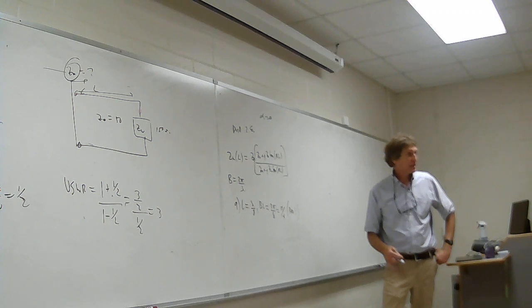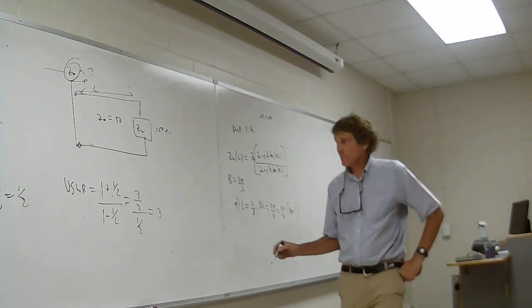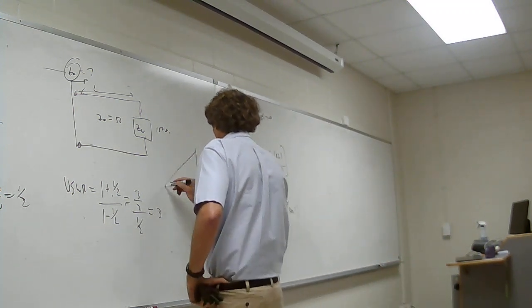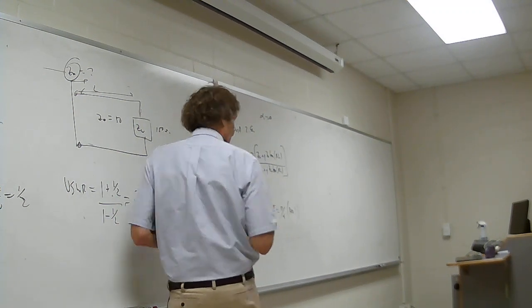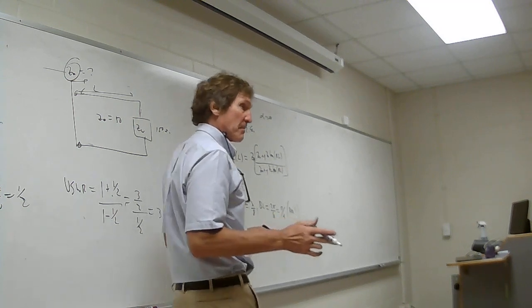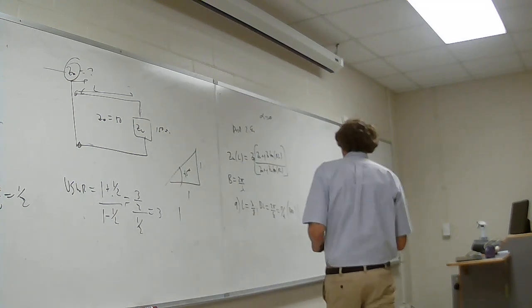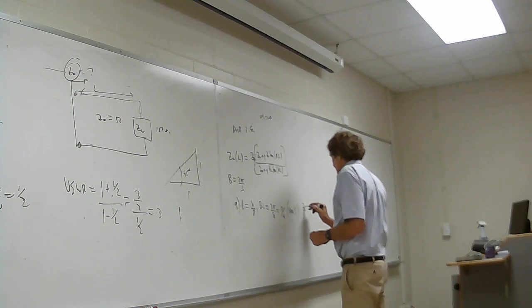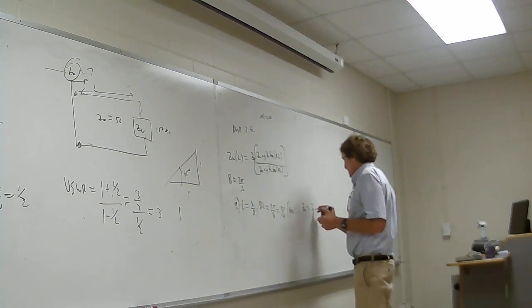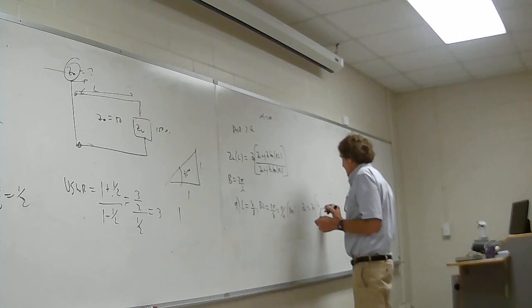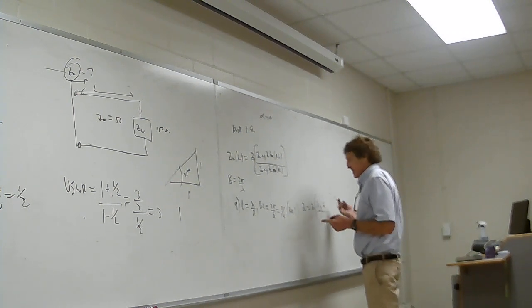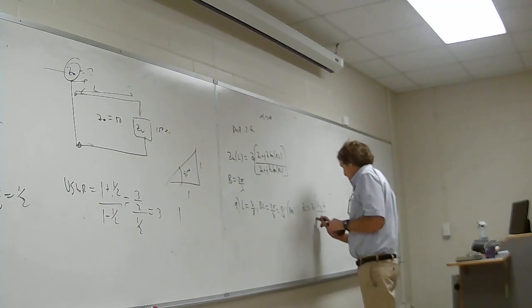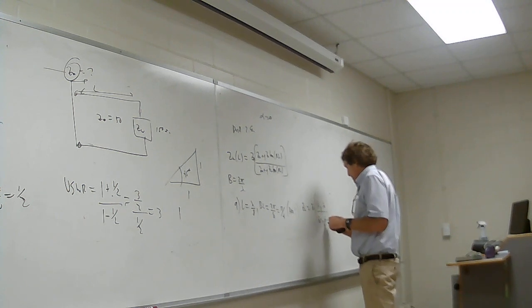Think about tangent. It's opposite over adjacent. You're right, by the way. This is 1, this is 1. Opposite over adjacent is 1, correct? Do y'all agree with that? All right, so for this one, what happens to Zin? It equals Z naught times (ZL plus j Z naught times 1) over (Z naught plus j ZL times 1), right?